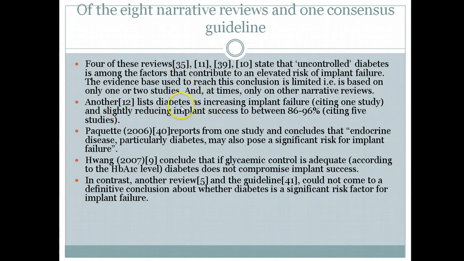Another review lists diabetes as increasing implant failure, and that was just one study, and slightly reducing implant success to between 86 and 96%. So that's a pretty big margin, citing 5 studies. So again, there is some increase in implant failure according to this study, within the range of 86 to 96, and they have a decent number, 5 studies.